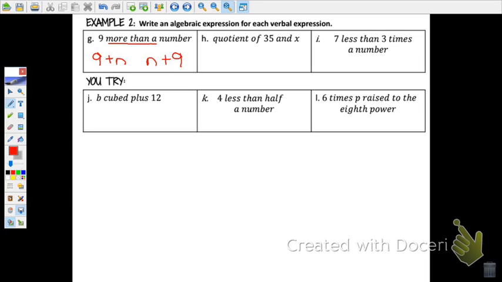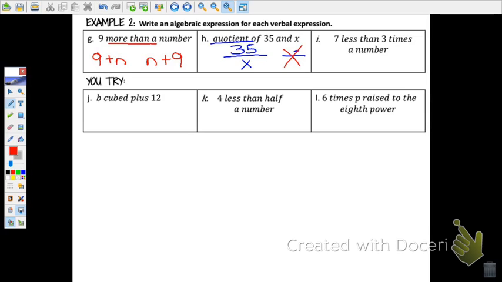For H, I see the word quotient. What does the word quotient tell me? Divide. When we divide, order matters. The first number written is always in the numerator, and we are going to use the fraction bar to indicate division. In algebra, we use the fraction bar. We do not use the division symbol. And we're not going to use that in algebra.